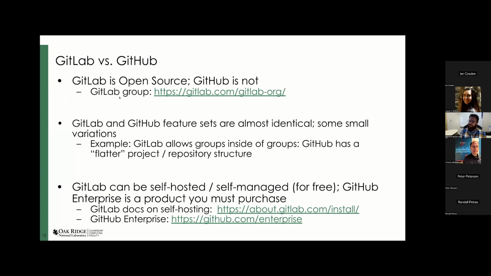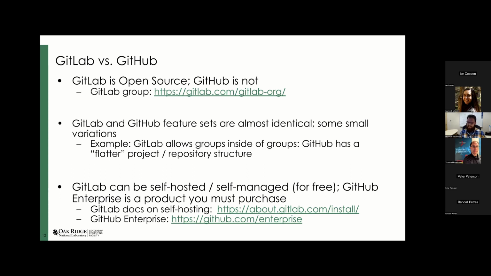GitHub is not. So this is the GitLab group that has a lot of their source code and such, at gitlab.com, gitlab-org. And so the code to actually run GitLab is completely open source, which is pretty great. If you want to add a feature, you can go ahead and do that. GitLab and GitHub, the feature sets are pretty much almost identical. There's small variations, a small difference in terminology, but there's really everything that I've found in one, I can usually find in the other or some way to do it.